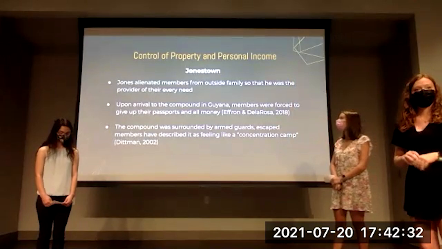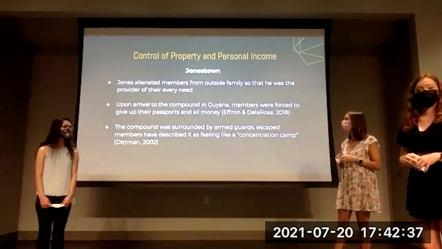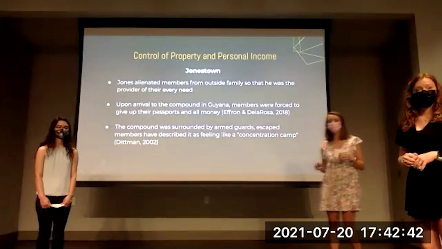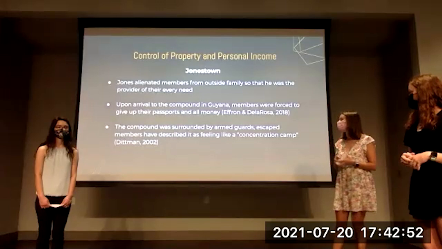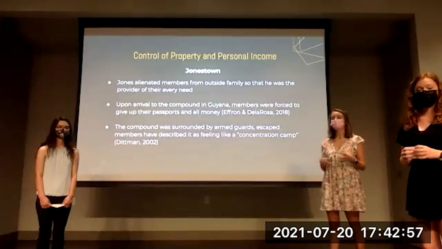and personal income. Our example for this is Jonestown. Jim Jones really alienated members from the outside world and their family so that he was the sole provider of their every need. Upon arrival at their compound in Guyana, members were forced to give up all passports and money, so they had no way of making a life outside of the cult. And then the compound was surrounded by armed guards. Convicts or escaped members described it as feeling more like a concentration camp than a community.